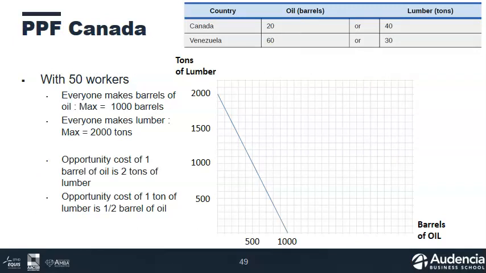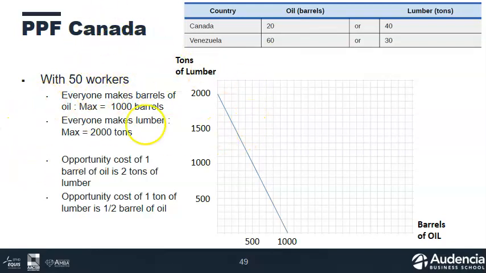Now we can plot this out just like we did with the budget constraint. The production frontier can look a lot like a budget constraint. So imagine I've got 50 workers here in my economy. What can we do? And this is the case of Canada.